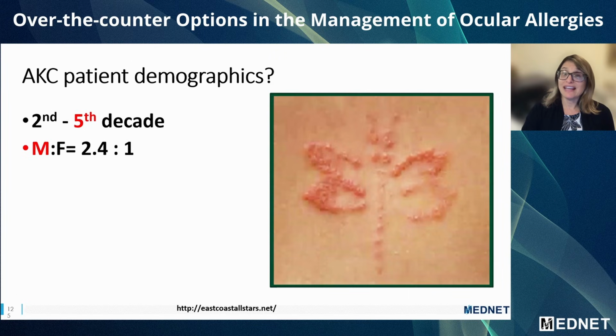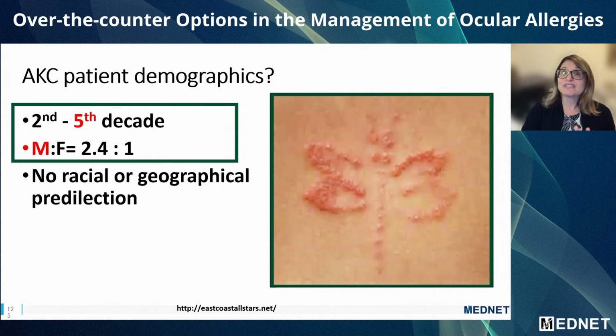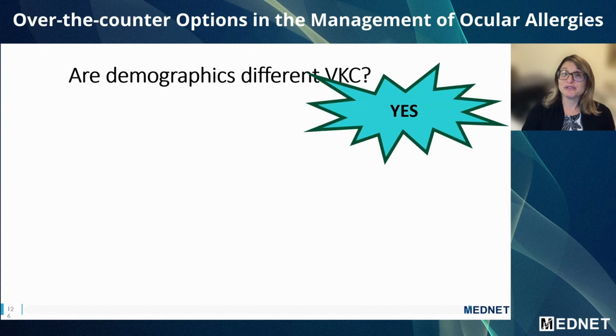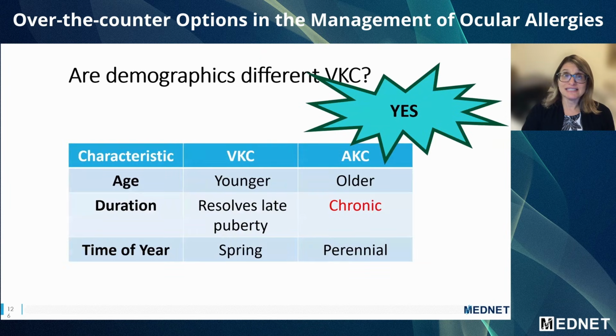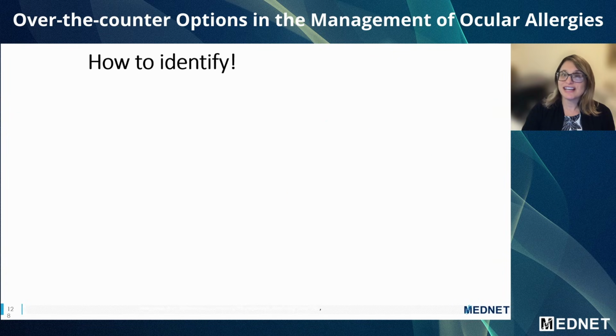So who are the patients that get AKC? Unlike VKC, they're older, but there's still a male predominance. But here there's not a geographical predominance like we saw with VKC. And generally, AKC tends to be chronic. And it's important to differentiate AKC because the treatment is different.